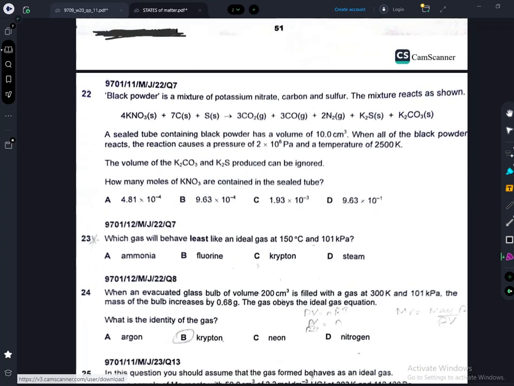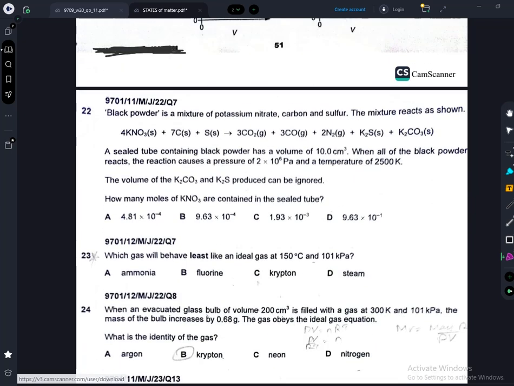Simple. Question number 22. This is a very tricky question. Black powder is a mixture of potassium nitrate, carbon and sulfur. The mixture reacts as shown. A sealed tube containing black powder has a volume of 10 cm cube. When all of the black powder reacts, the reaction causes a pressure of 2 times 10 to the power 6 Pascal and a temperature of 2500 Kelvin. The volume of K2CO3 can be ignored because they are obviously solids. How many moles of KNO3 are contained in the sealed tube? This contains both the state of matter and the stoichiometry.